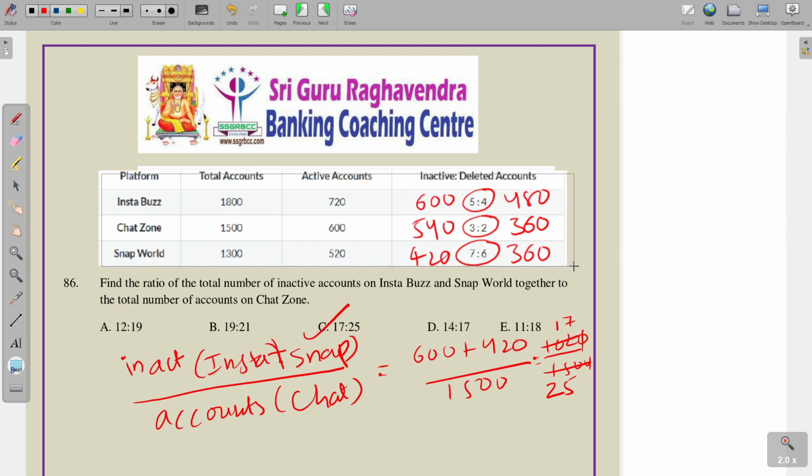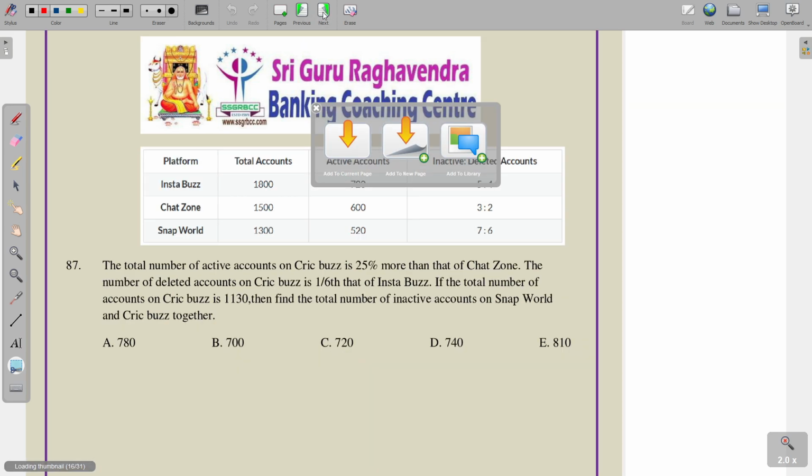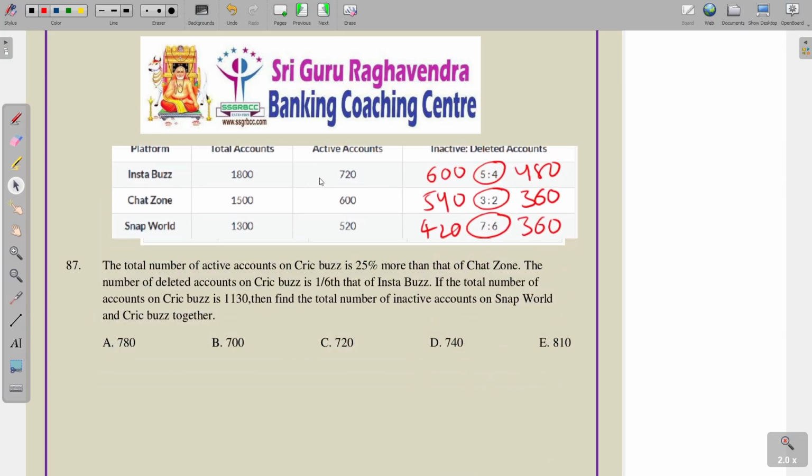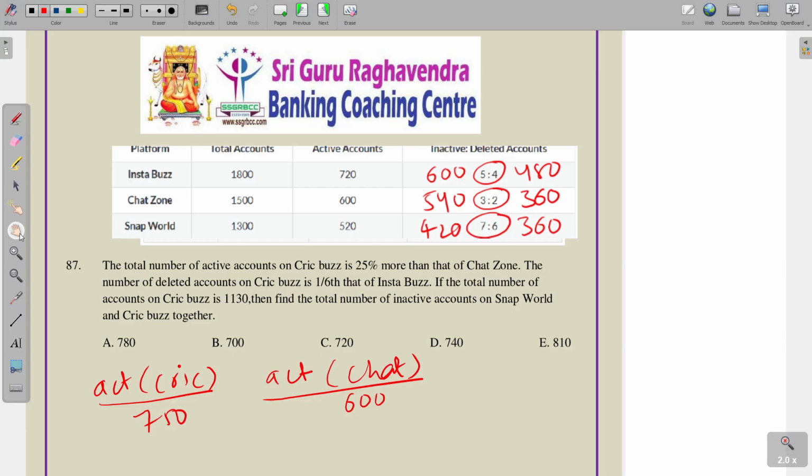Next question. What is the question means? The total number of active accounts on ClickBuzz. Active accounts on ClickBuzz. This is a new platform. ClickBuzz is 25% more than active accounts on Chart Zone. What is the active accounts on Chart Zone means? Active accounts are 600. In that 600, 25% more means 1/4 of that one is 150 more. It is 750.